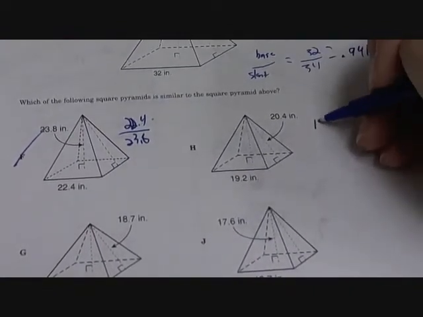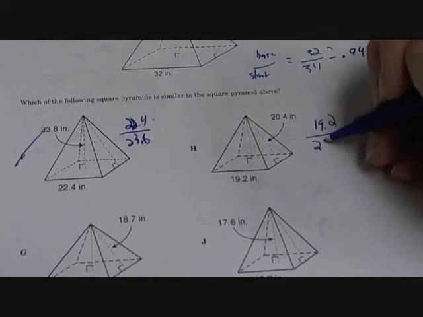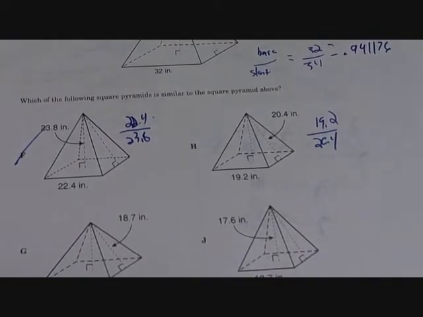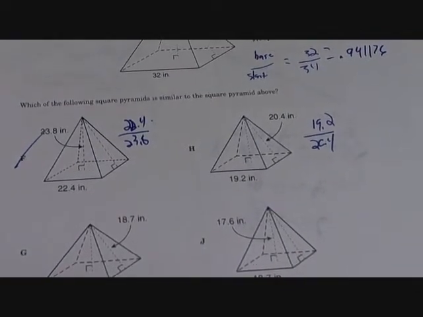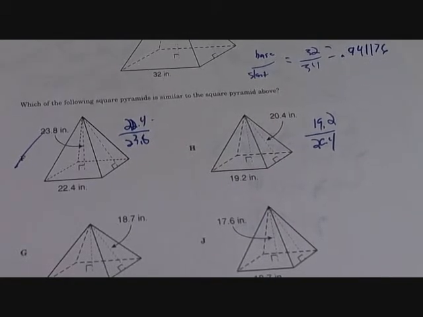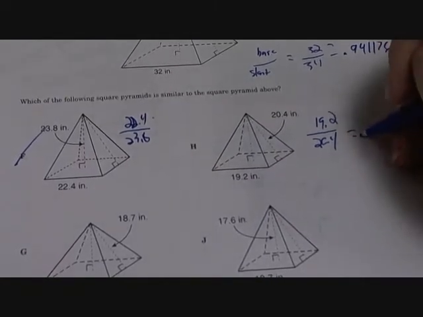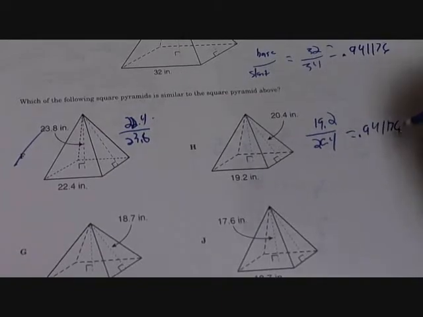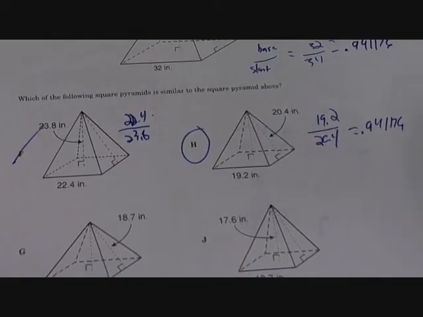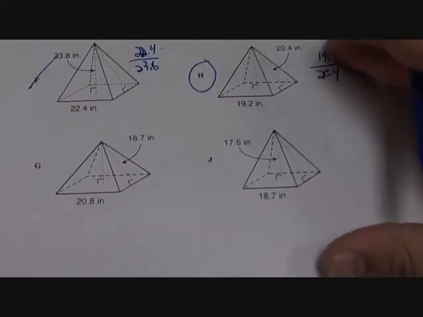Base to slant height. Figure that out. 19.2 divided by 20.4 gives you 0.941176. So this is your answer. H is all ratios. These are the other ones just to make sure.